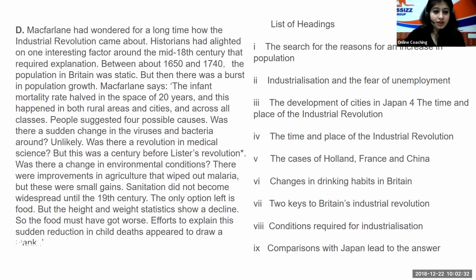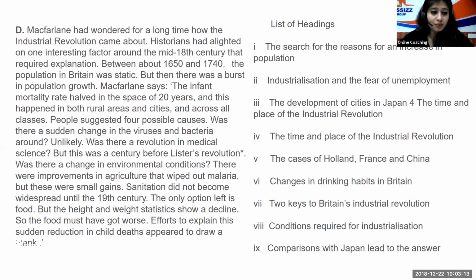Okay, now let's go for this paragraph. The D paragraph is anyway a long one. Let's try to read this again and understand this. Macfarlane had wondered for a long time how the Industrial Revolution came about. That means how it started. Historians alighted on one interesting factor around the mid 18th century that required explanation. So they came across something. Between 1650 and 1740, the population in Britain was static. But then there was a burst in population growth.